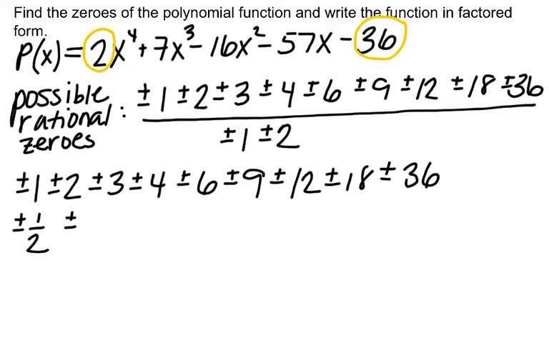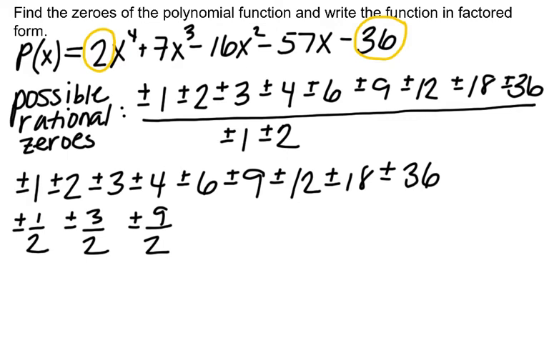We would have 3 over 2. 4 over 2 we already have. 6 over 2 we already have. 9 over 2 we would add to our list, 9/2. 12 over 2 we have, that's 6. 18 over 2 we have, that's 9, and 36 over 2 we have as well. So this is our list of possible rational zeros.